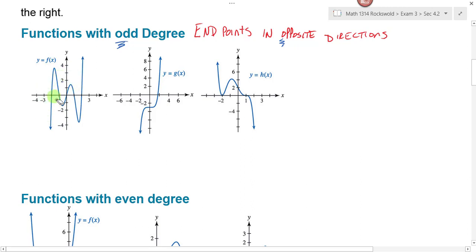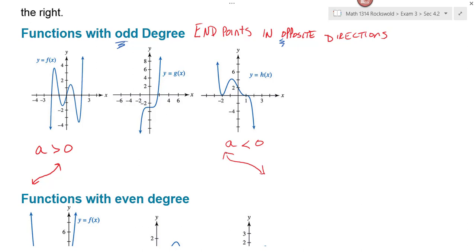Our endpoints are going to go in opposite directions. Furthermore, you can tell something about the leading coefficient. Remember, the leading coefficient is the number that the highest power of x is multiplied by. I'm going to let A represent the leading coefficient. For this one, notice how we start at the bottom and work our way up. The leading coefficient here would be positive, because if you start at the bottom and work your way up, you're a positive person. This one, our leading coefficient would be negative. Even a negative person, if they start out at the top, they'll still find a way to work their way to the bottom, won't they? Think about positive and negative people. Use that personification to help you remember something about the directions.